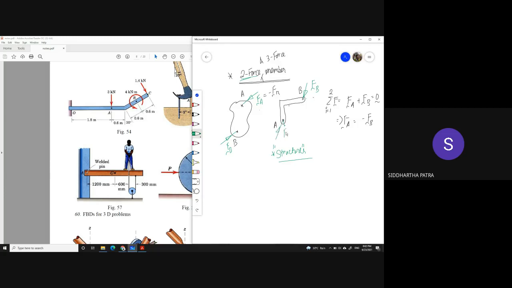Yes. So this FA is minus FB for equilibrium. Now next, look at these two diagrams. FA equals minus FB. So there are two forces equal in magnitude, opposite in direction, acting on the same rigid body, but not along the same line. So what do these two forces form?